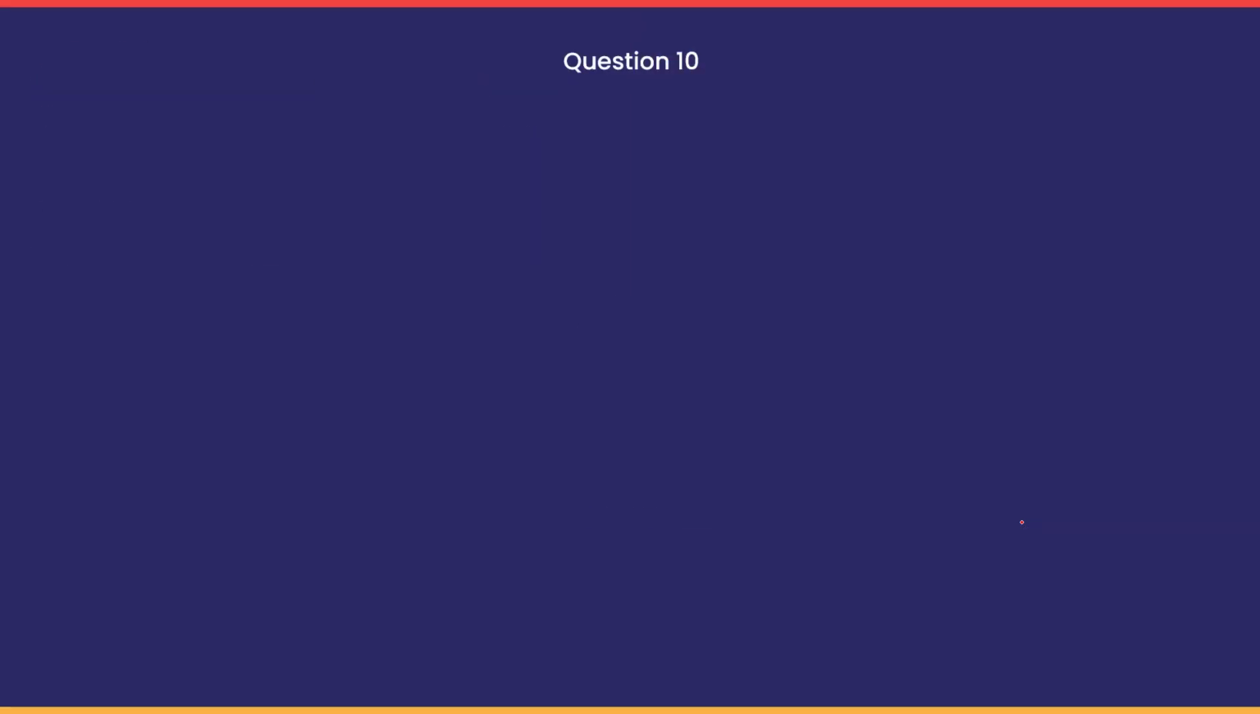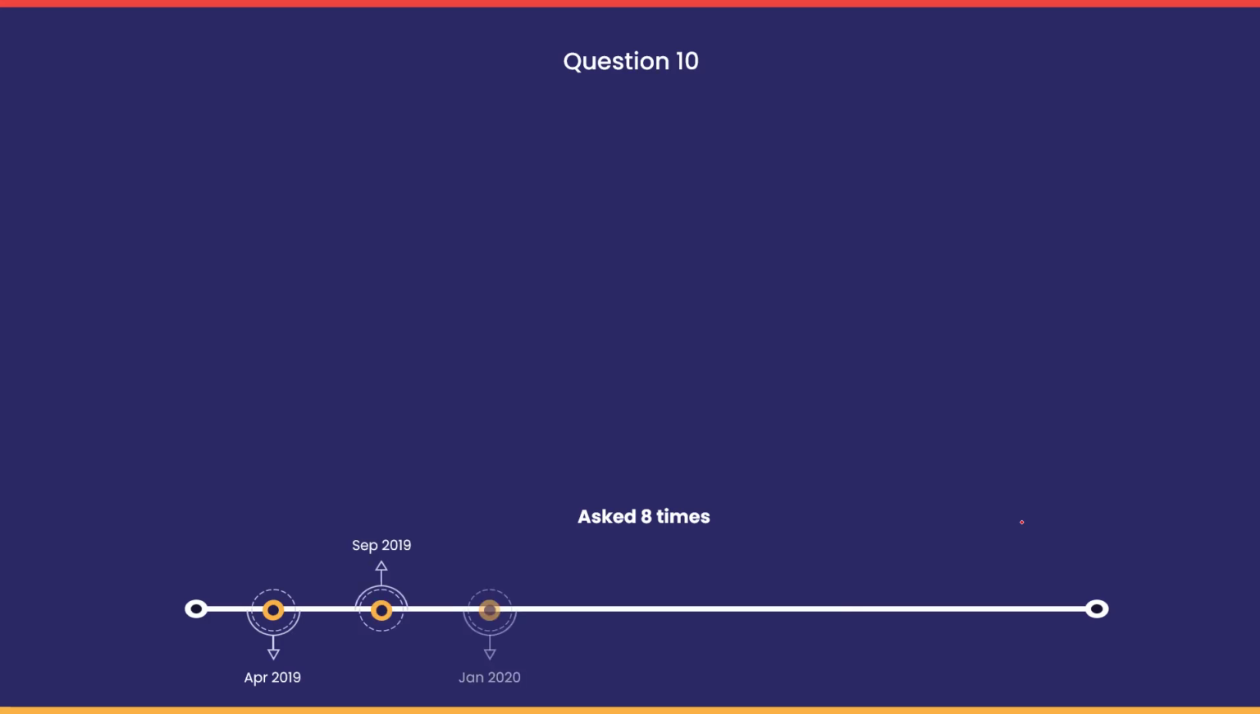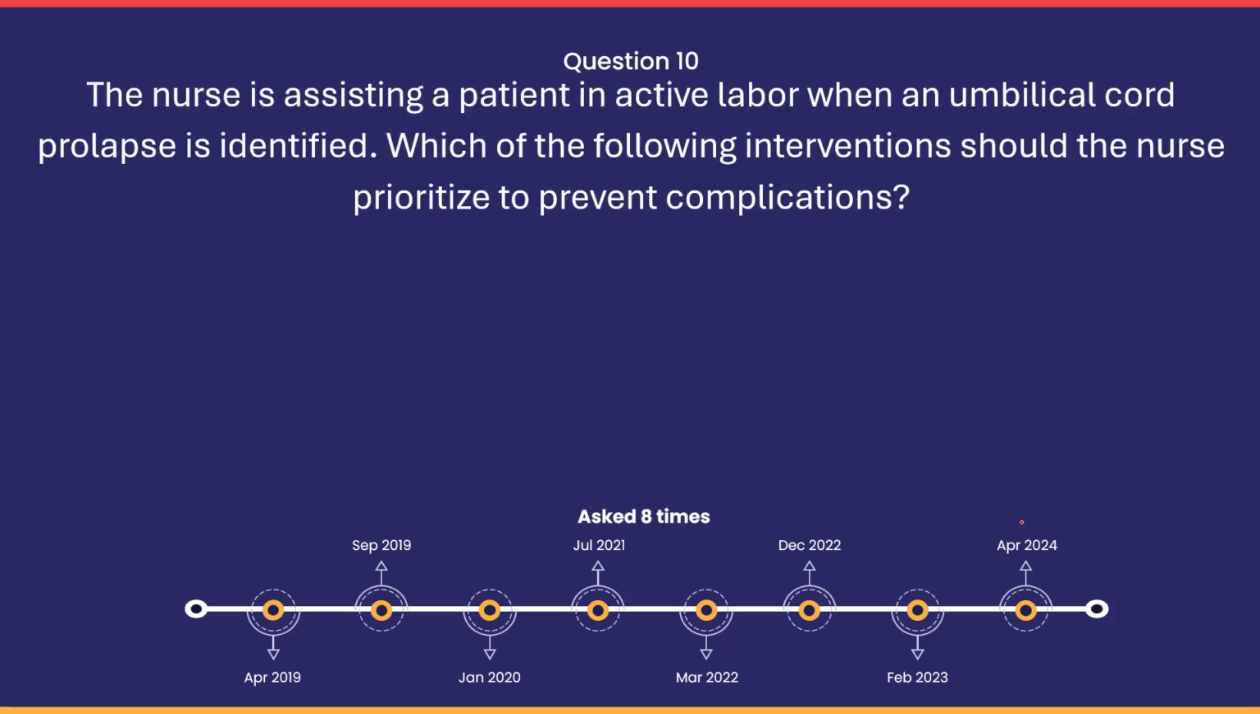Let's move to the next question. This obstetric emergency question has been asked 8 times in the last 5 years and is crucial for understanding how to manage cord prolapse during labor. The nurse is assisting a patient in active labor when an umbilical cord prolapse is identified. Which of the following interventions should the nurse prioritize to prevent complications?